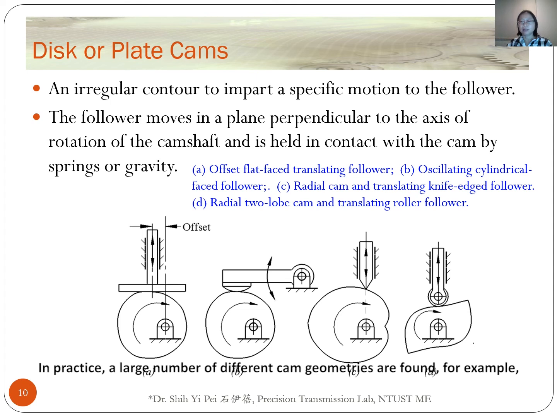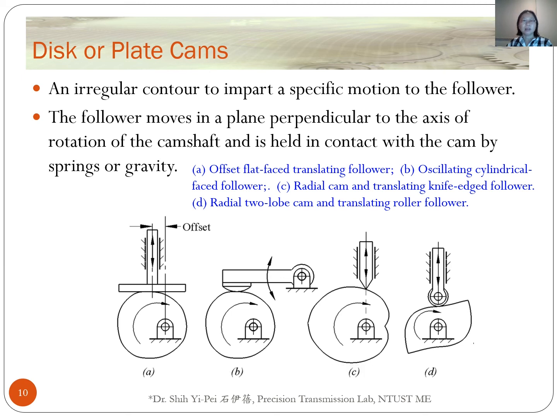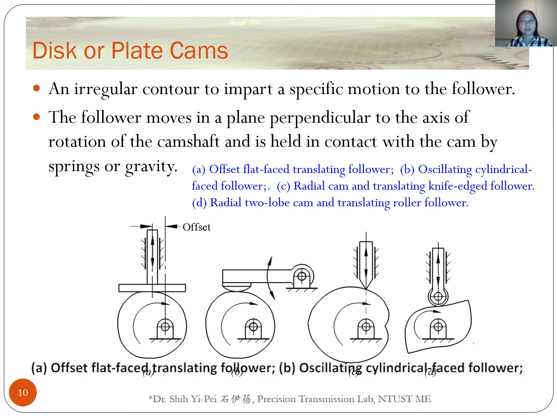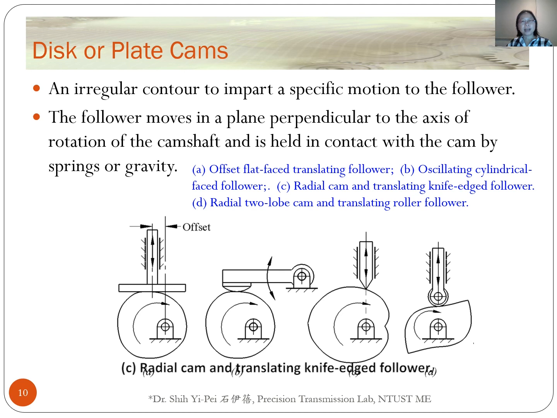In practice, a large number of different cam geometries are found. For example, offset flat face translating follower, oscillating cylindrical face follower, radial cam and translating knife edge follower, and radial two-lobe cam and translating roller follower, and so on.